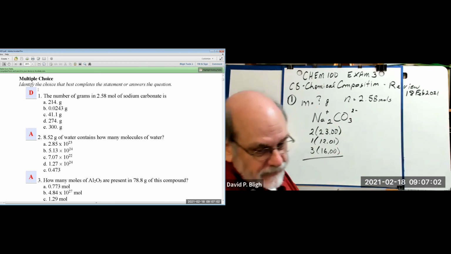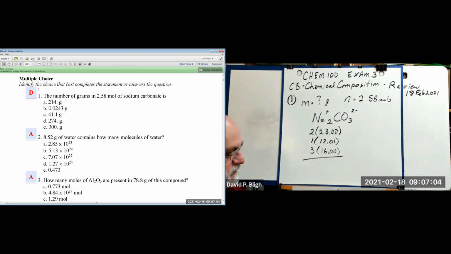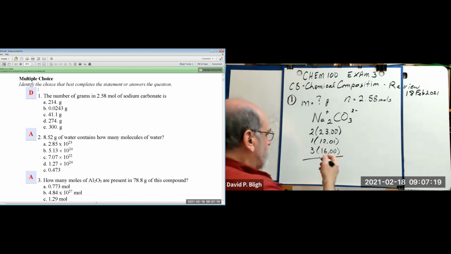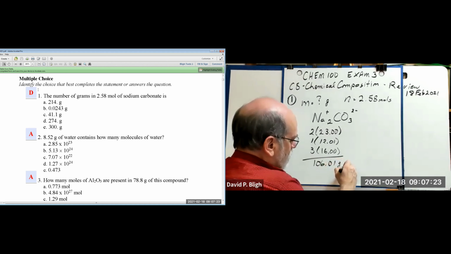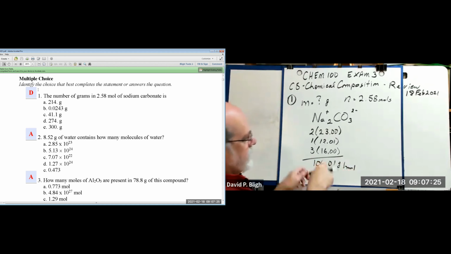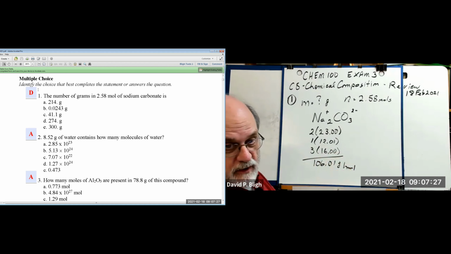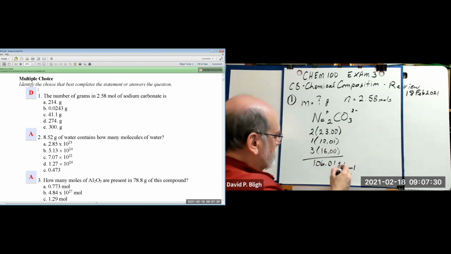Okay? So we just multiply and add. So the first one is 46, second one is 12.01, and the third one is 48, I think. Yep, 106.01 grams per mole. Now, if I got that wrong, we'll find out pretty quick because there won't be an answer up there for it probably.